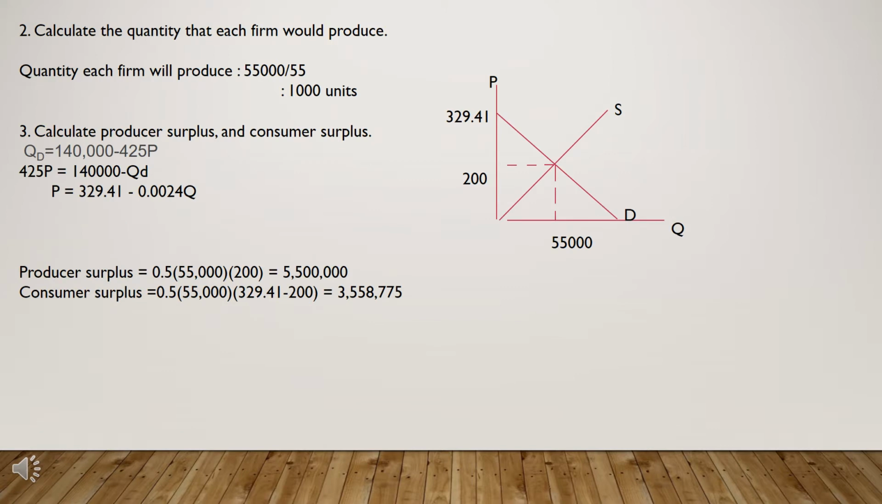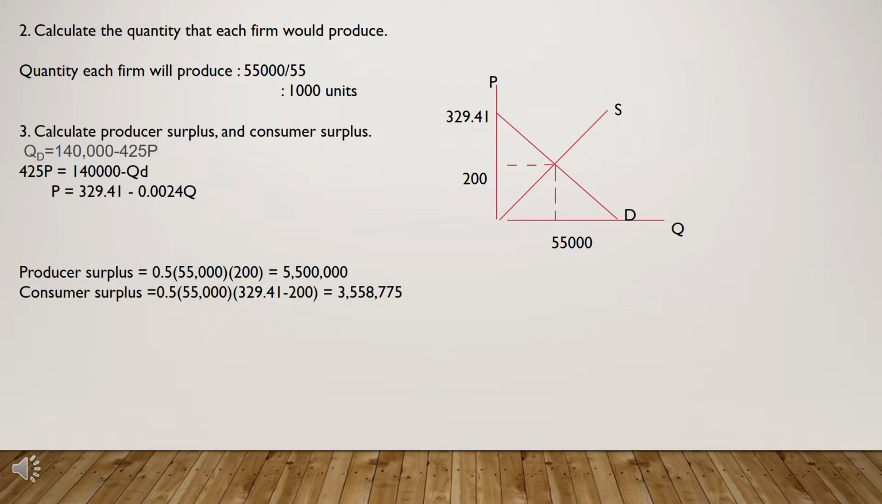Question number 2, calculate the quantity that each firm will produce. The quantity each firm will produce is 55,000 units, which is the equilibrium quantity, divided by 55 firms, and we will get 1,000 units. So each firm will produce 1,000 units of product A.